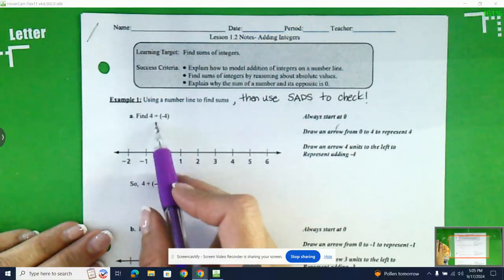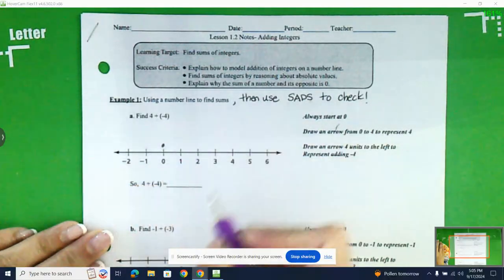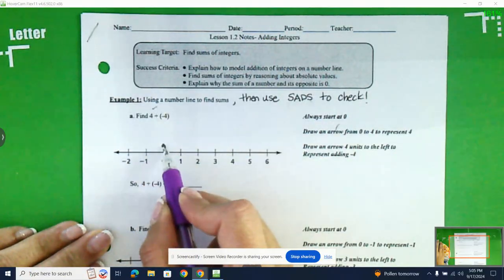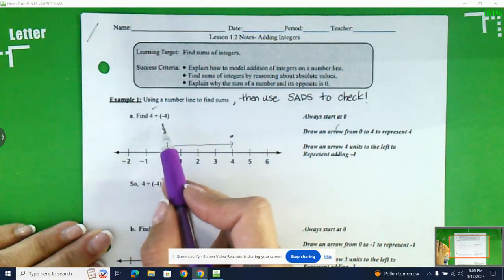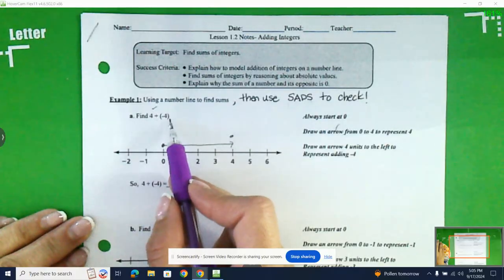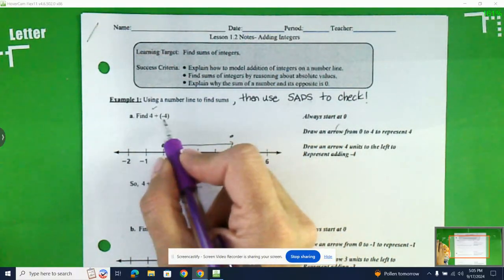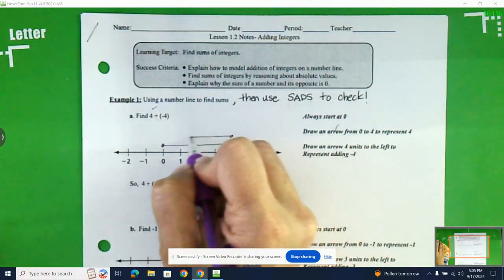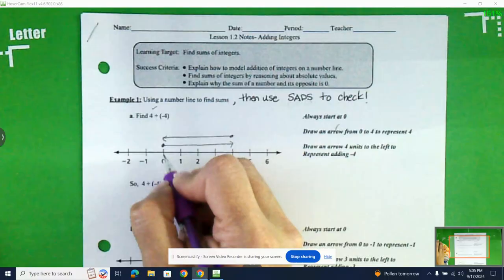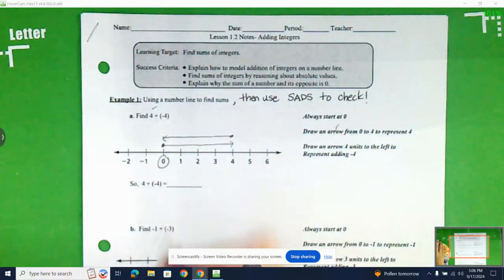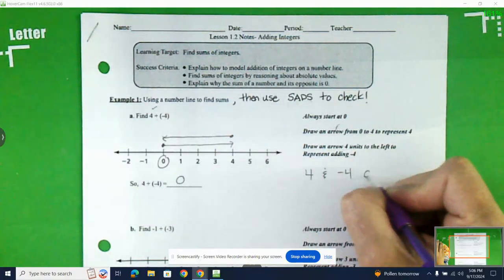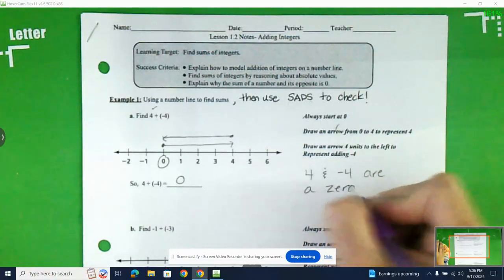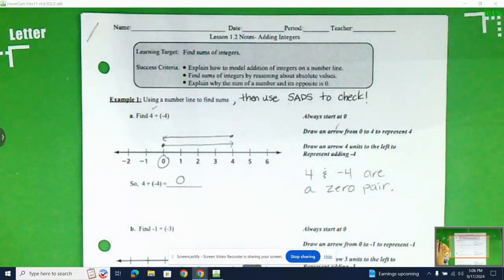Remember that we start at 0 and go to our first number. We're going to put a point there and go out to our first number here, the 4. And then we'll put a dot right above it to go to our next number. We have a plus negative 4, so that means we're going towards negative 4, or in the negative direction 4 units. So coming right back 4 units, and where we land is 0. So our answer is 0, and that makes sense because 4 and negative 4 are a 0 pair. In other words, opposites add up to 0. So any number and its opposite equals 0.